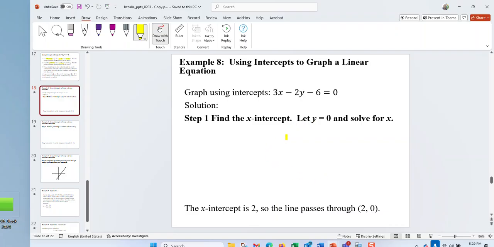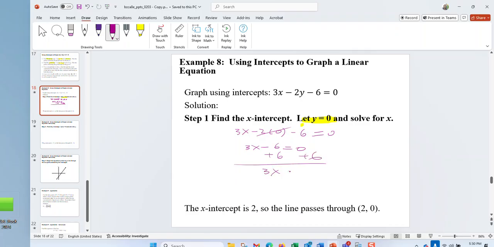Alright, so how do I find my x-intercept here? Let y be 0. So y is 0, and this is 3x minus 2 times 0 minus 6 equal to 0, right? And 2 times 0 will be 0. So I have 3x minus 6 equal to 0. I add 6 on both sides, so I have 3x equal to 6, divided by 3. So x will be equal to 2. Alright, so the x-intercept is 2. The ordered pair will be (2, 0) because y is 0.